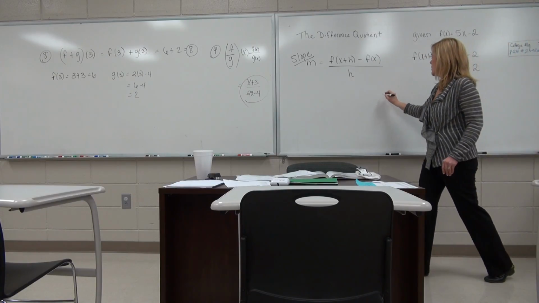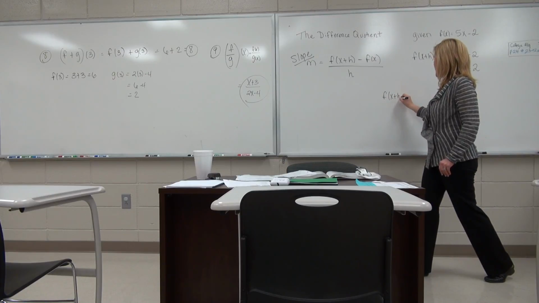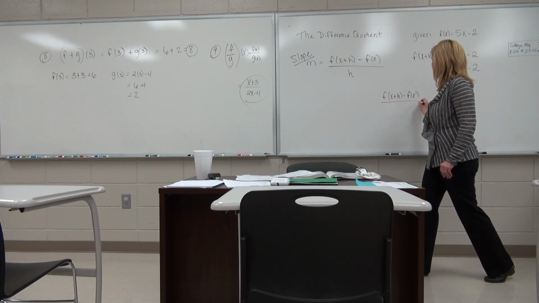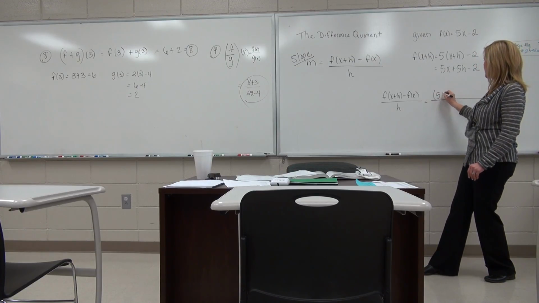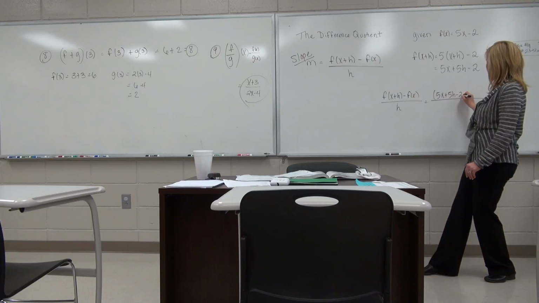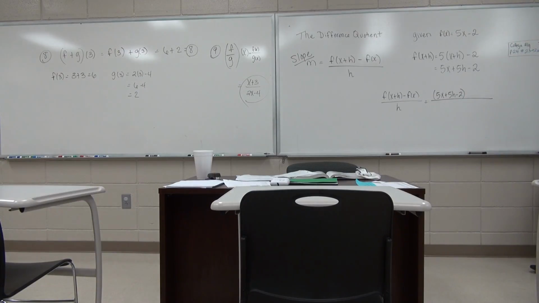Now let's plug into this formula. If you're wanting to find f of x plus h minus f of x all divided by h. Well, f of x plus h I just found is 5x plus 5h minus 2. Substituting what we found that to be in place of it in the formula. Minus f of x, that's minus my original problem, 5x minus 2, all over h. So this is the f of x plus h that we just found, minus f of x. f of x is my original problem, all divided by h.